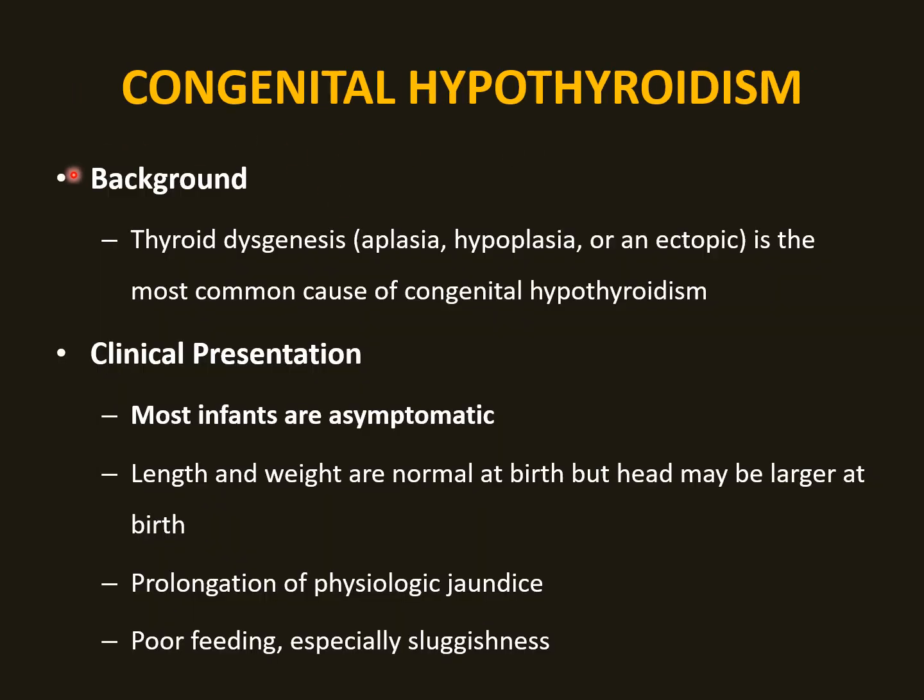Congenital hypothyroidism. Thyroid dysgenesis is the most common cause of congenital hypothyroidism. Clinical presentation: most of the infants are asymptomatic, and you will know from the abnormal newborn screen. Length and weight are normal, but the head may be larger than normal at birth. Prolonged physiologic jaundice should alert the clinician to the possibility of hypothyroidism, especially if the child is not responding to phototherapy. Poor feeding, sluggishness, especially also if the child is not crying as much.